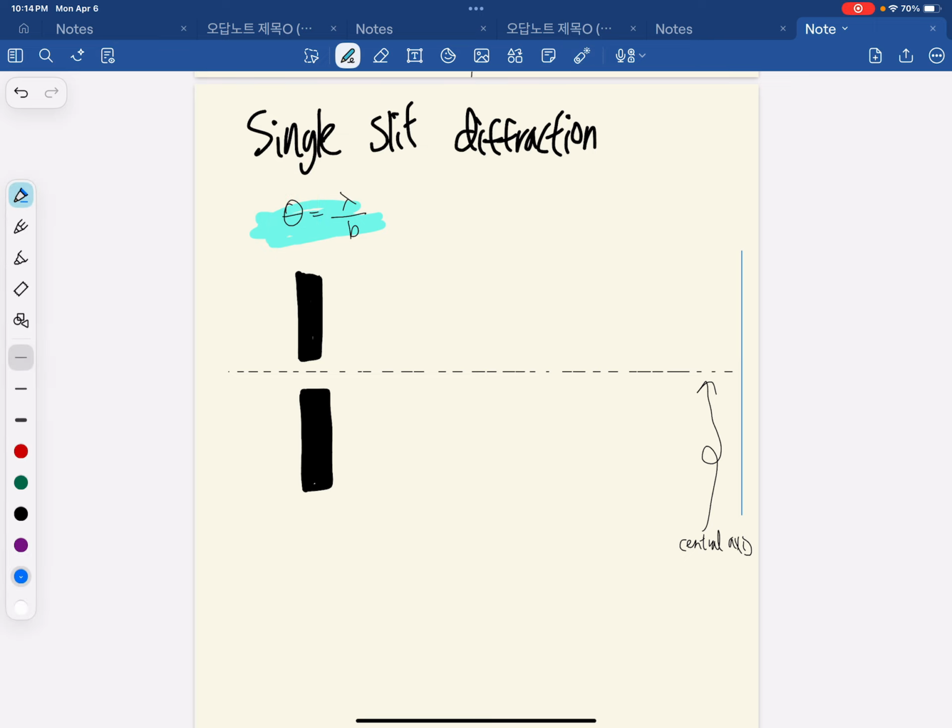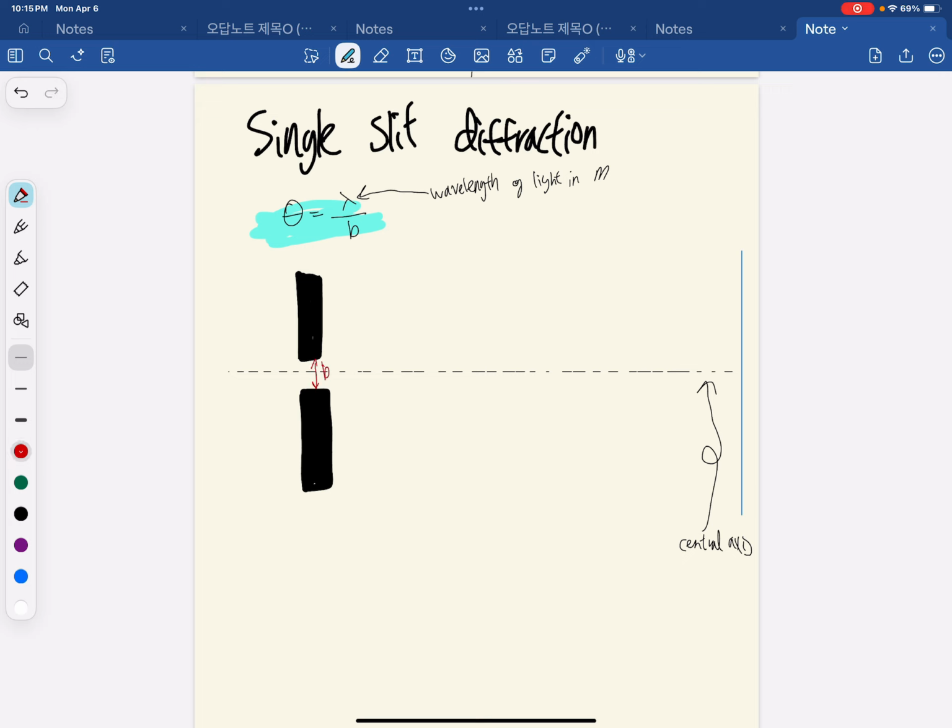In physics, this symbol is used to denote usually the wavelength of light. In this case, this symbol means the wavelength of light in meters. Now, what does b mean? b is the slit width. Let me draw that with a different pen. Slit width.